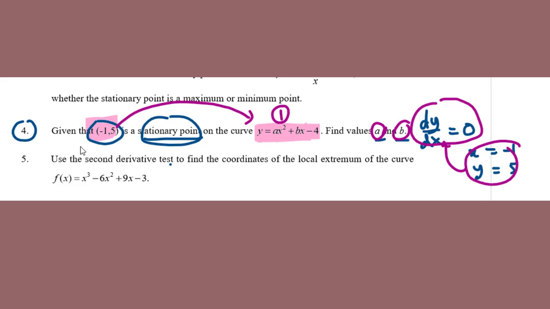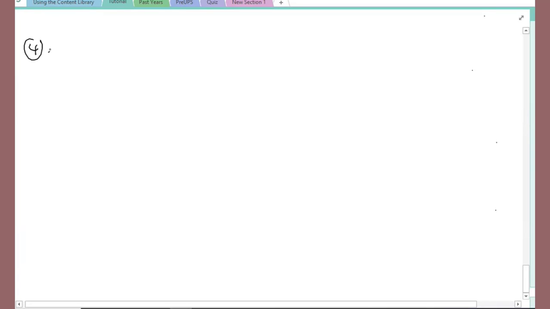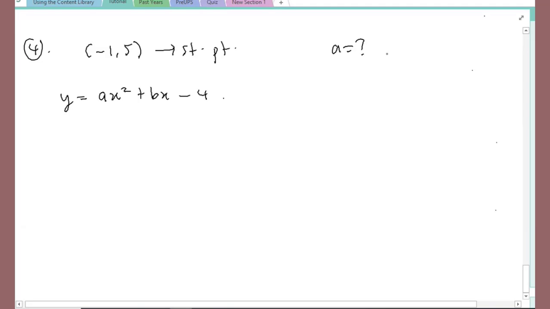Okay, discuss number 4. Given 91, 5 is a stationary point on the curve y equals ax squared plus bx minus 4. Find the values a and b.